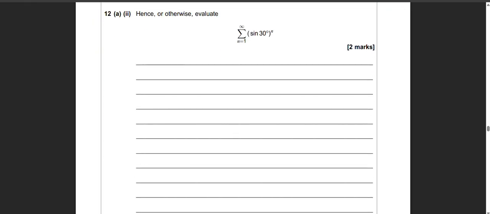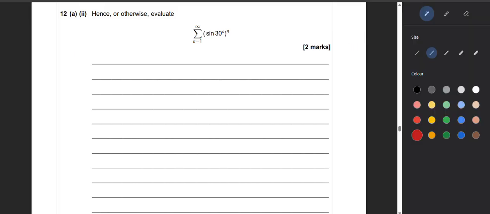Then it says, hence or otherwise evaluate, between 1 and infinity, the sum to infinity of sine 30 to the power of n. So let's think about a geometric sequence here. Geometric means we are multiplying by the same thing each time. So sine 30 to the n is just going to look like this. It would be sine 30 to the power of 1, then sine 30 squared, and then sine 30 cubed, and you get the picture.